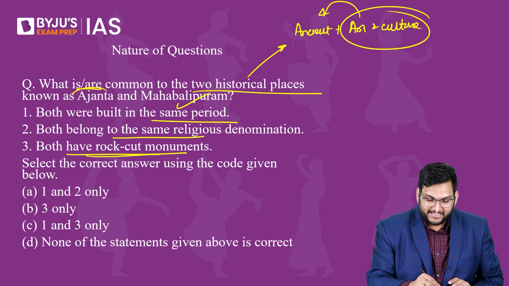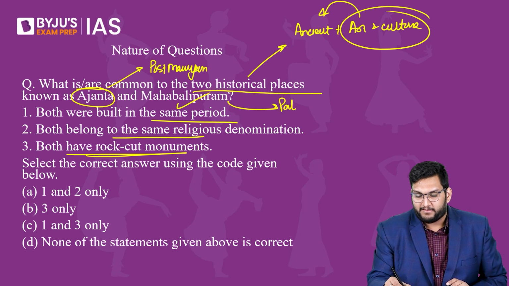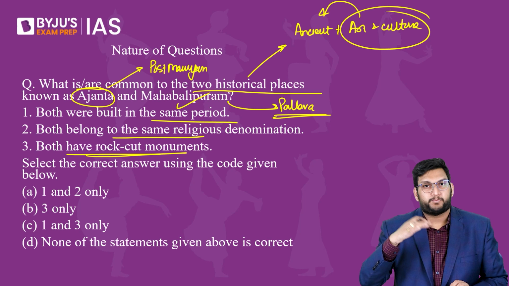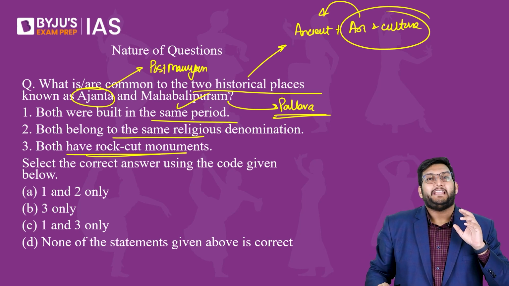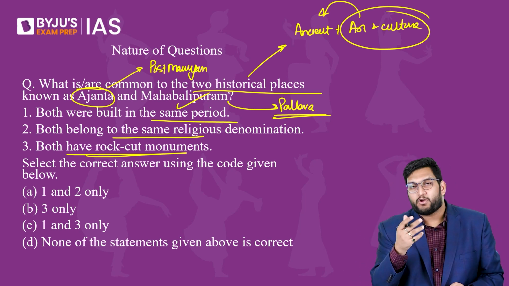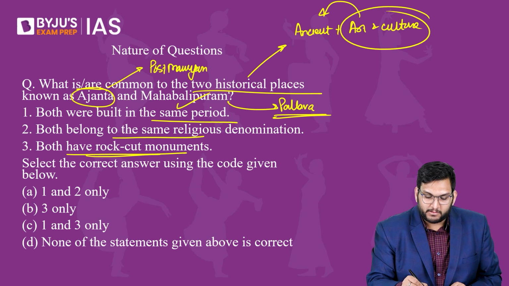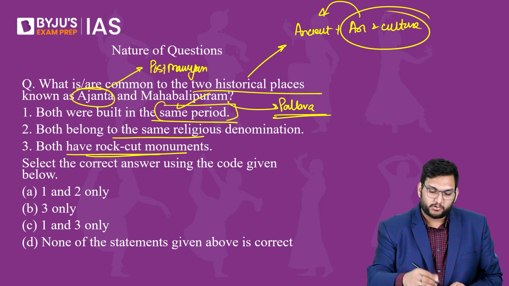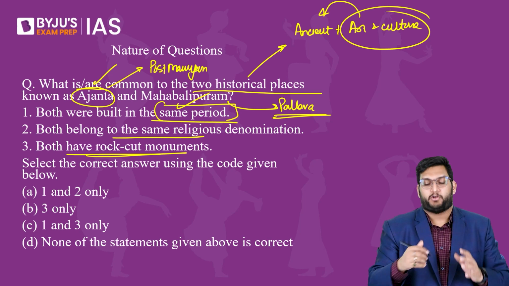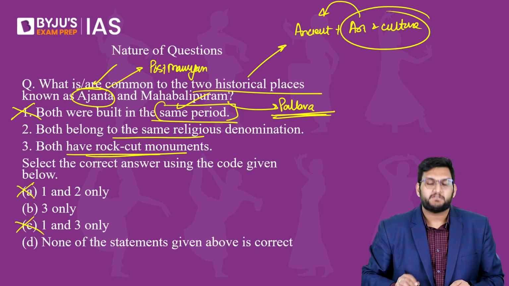Now, this question cannot be answered if you don't know where Ajanta is placed and where Mahabalipuram is placed. Ajanta is part of the post-Mauryan period, and Mahabalipuram is Pallava, so it would be Gupta, post-Gupta. You also need to know the religious denomination, which you can't know if you have not done ancient. By just knowing that Ajanta comes in Maurya, post-Maurya, and Pallava comes in post-Gupta, you automatically get the first option as incorrect. So 2 options go away.